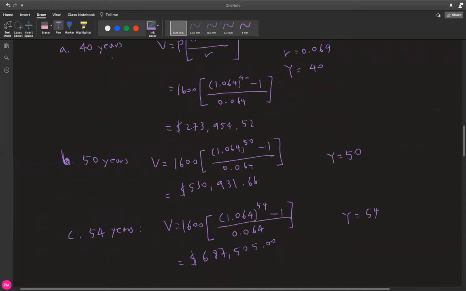And comparing it to the 40 years, just by letting the account sit for, let's say, 10 more years, you almost double the contribution amount. And just by letting 4 more years, it actually yielded another $150,000. That's a lot of difference between 4 years. So here we can see that this is an exponential relationship.